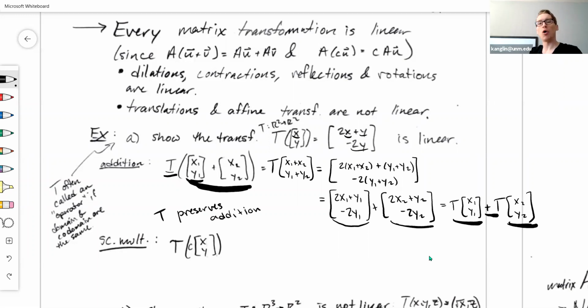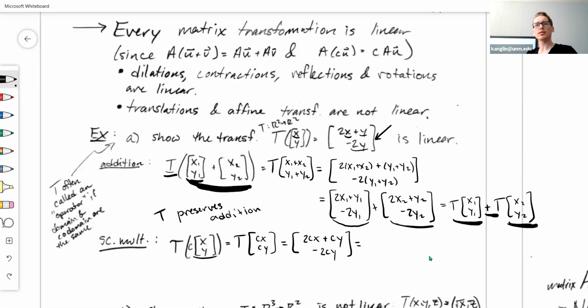Likewise, if I take a scalar multiple of any element x, y in the domain, this would just say I really have T of cx, cy, that's the scalar multiple. But this is just, again, following the definition of T. It takes 2 times what's in the first component plus what's in the second component. That goes back to the first component now. And in the last component of the output, we get negative 2 times what was in the second component. Negative 2cy.